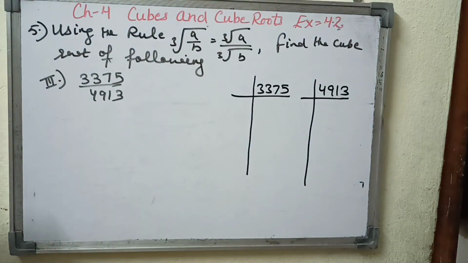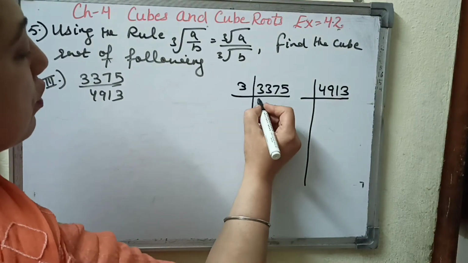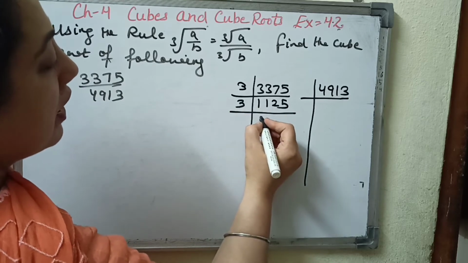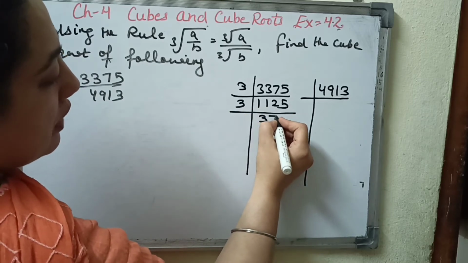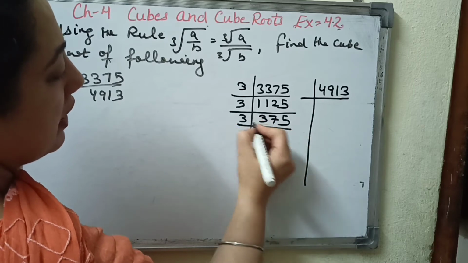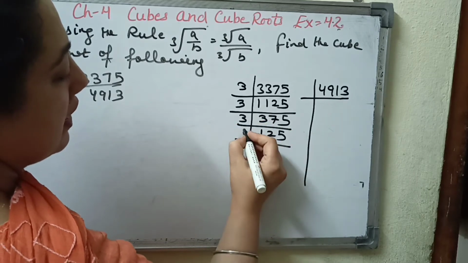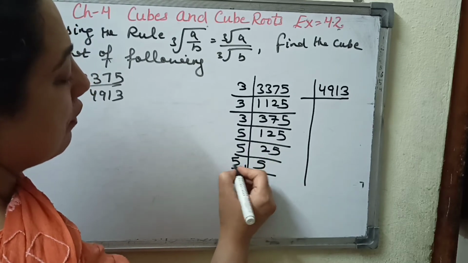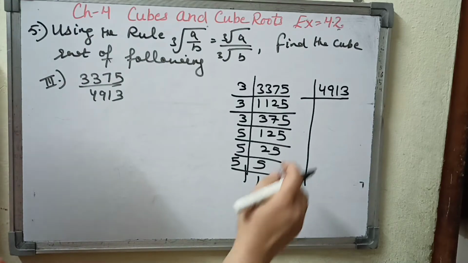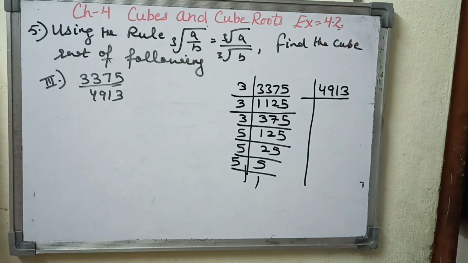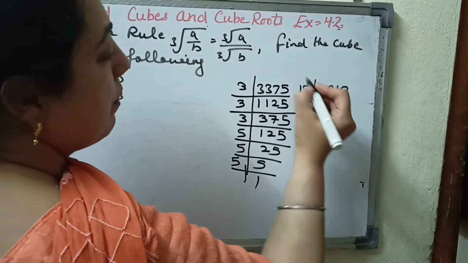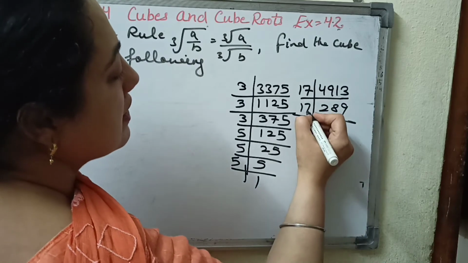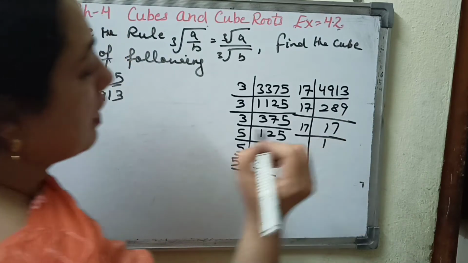Now 3375 is divisible by 3. So we get the quotient: 3 ones are 3, 3 twos are 6, and 3 fives are 15. Again it is divisible by 3. 3 threes are 9 and 3 sevens are 21, and 3 fives are 15. Again 3 ones are 3, 3 twos are 6, 3 fives are 15. Then it is divisible by 5: 5 twos are 10, 5 fives are 25, and 5 ones are 5. Now your next number is 4913. 4913 is divisible by 17. 17 twos are 34, 17 17s are 289, and 17 ones are 17.